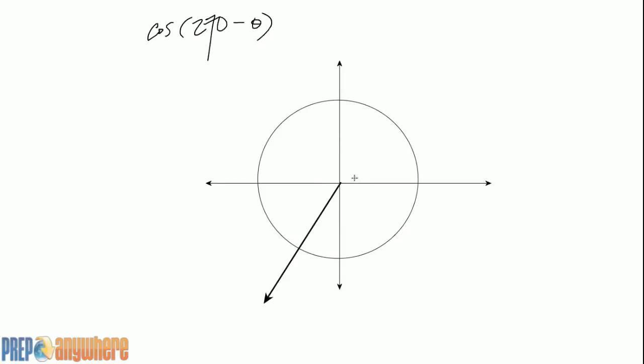Okay, so did you guys all draw this picture here? This time is this 270, and then you rotate this much. So this right here represents the minus theta. Okay, so 270 minus theta. Again, the angle is off of the y-axis, not the x-axis.